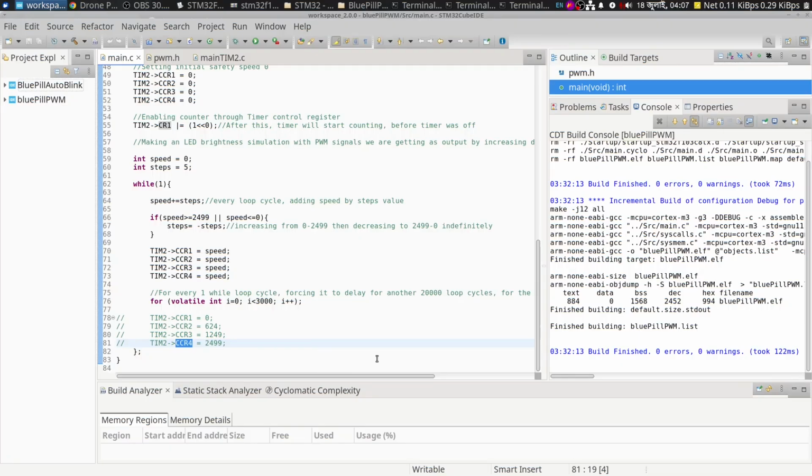The motor will be getting power for the full cycle, and it will spin at a dangerously high speed because it is staying on for the full cycle. With 1249, that means we are turning it on for 50% of the time.